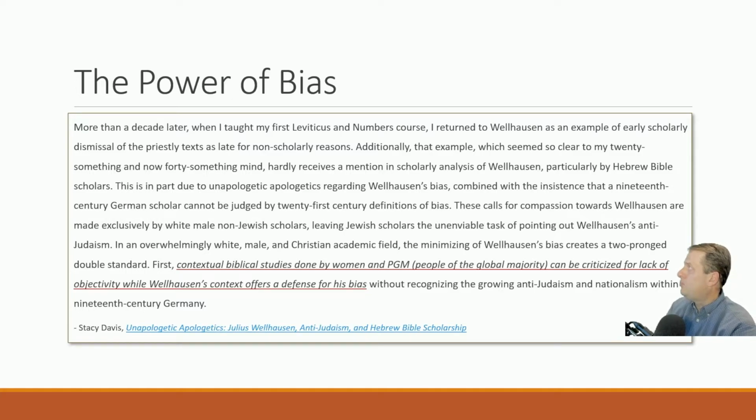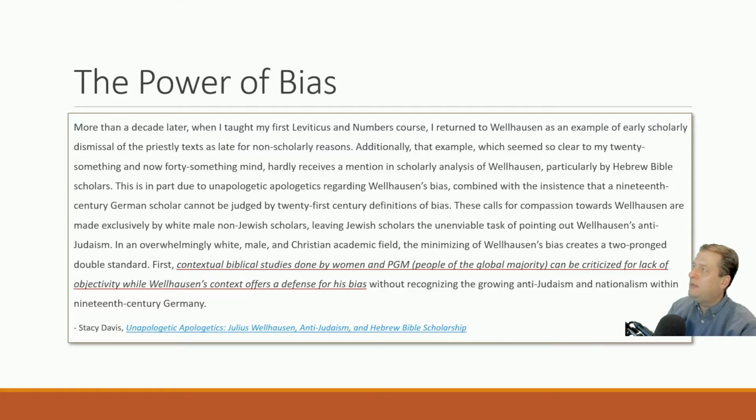Additionally, that example, which seemed so clear to my 20-something and now 40-something mind, hardly receives a mention in scholarly analysis of Wellhausen, particularly by Hebrew Bible scholars. This is in part due to unapologetic apologetics regarding Wellhausen's bias, combined with the insistence that a 19th century German scholar cannot be judged by 21st century definitions of bias. These calls for compassion toward Wellhausen are made exclusively by white, male, non-Jewish scholars, leaving Jewish scholars the unenviable task of pointing out Wellhausen's anti-Judaism.